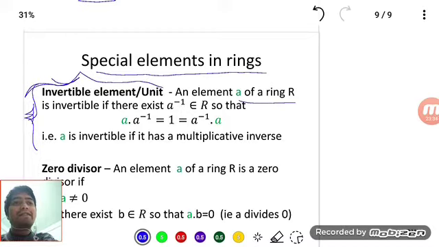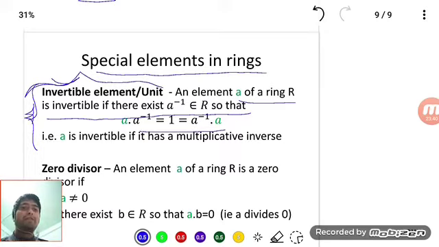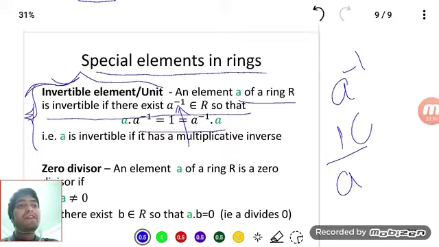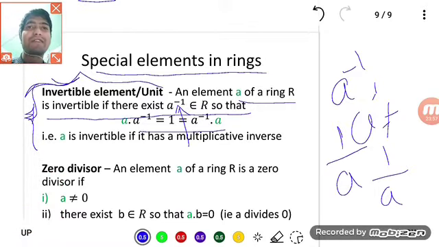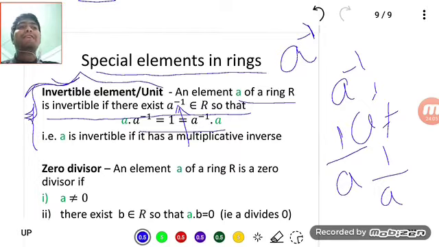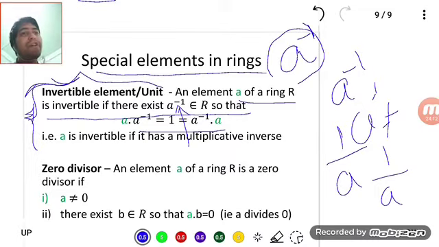A is invertible if there exists A inverse, such that A dot A inverse equals 1. Again, A inverse is just a notation. A inverse stands for a single element. It doesn't mean 1 by A. Always remember, A inverse does not mean 1 by A. It is just a notation to denote the inverse of A with respect to multiplication. In the group, because we have only one operation, we were calculating the inverse with respect to that one operation only. But over here, whenever we use this notation A inverse, it always means with respect to multiplication. So I hope that is clear.